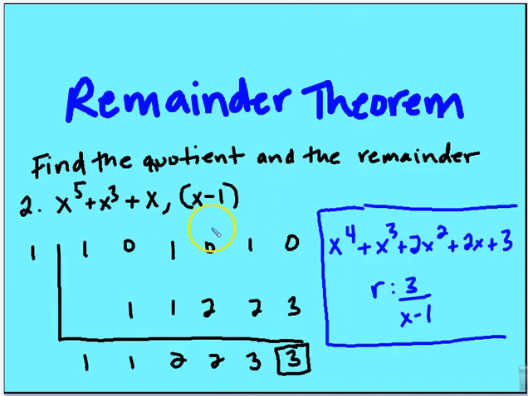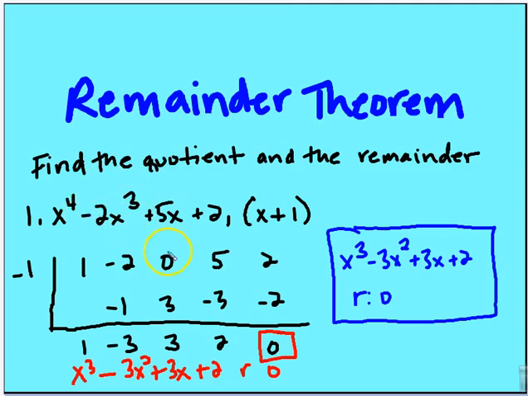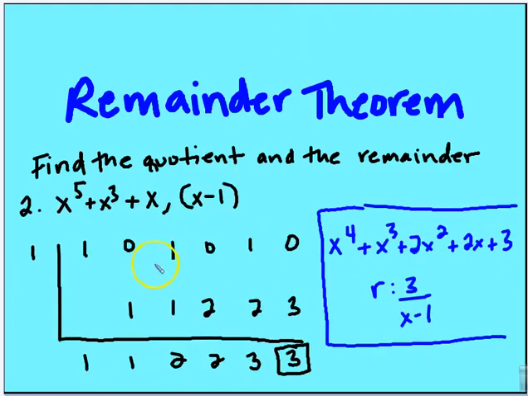Next problem, x minus 1. And so also remember here, we had this placeholder for the x squared term, which was not listed or not identified in between x cubed and 5x. So 0x squared. We still need to account for the x squared, even though it has no value in the polynomial. Okay, moving on. Number 2, x to the 5th plus x cubed plus x with a factor of x minus 1.